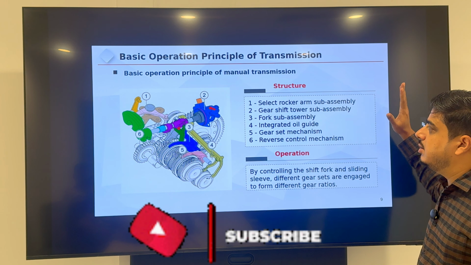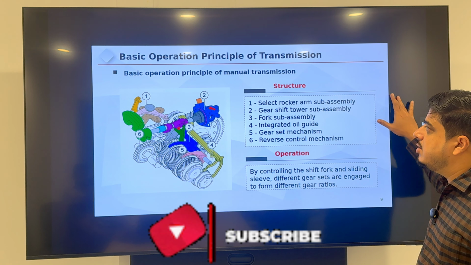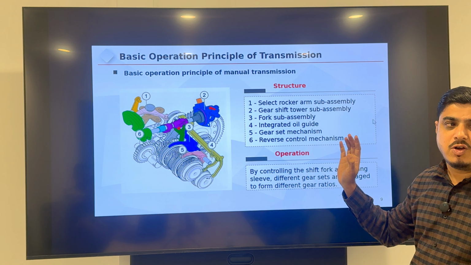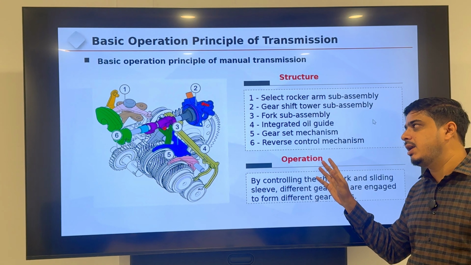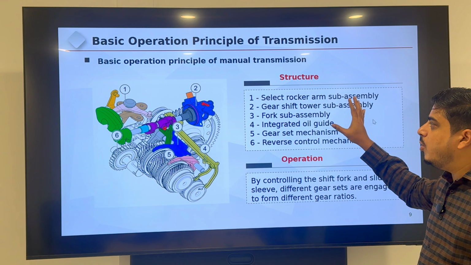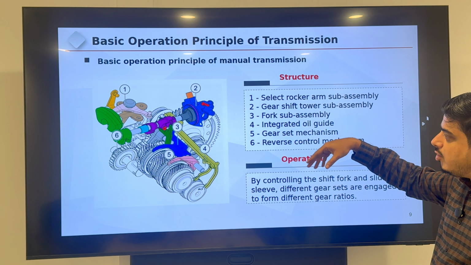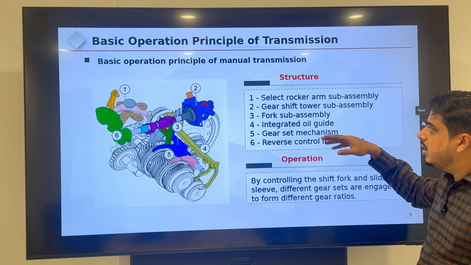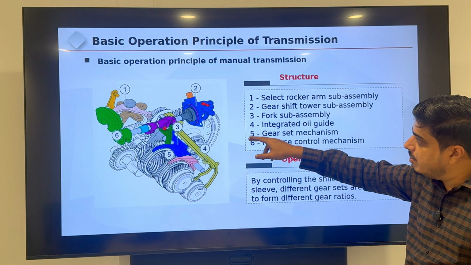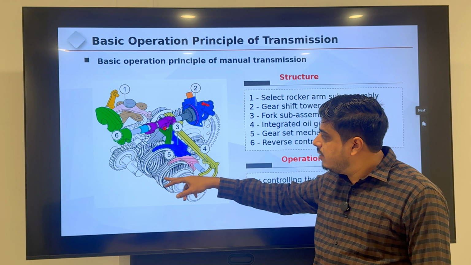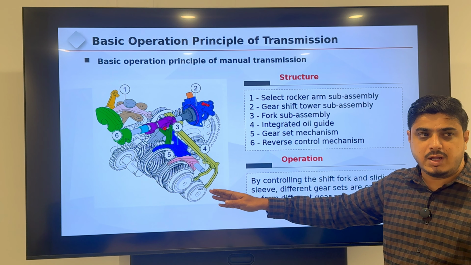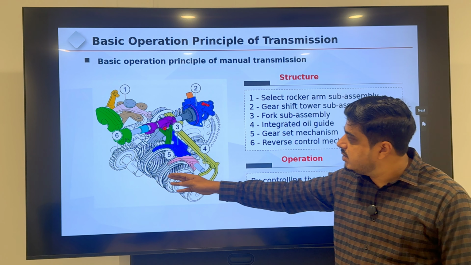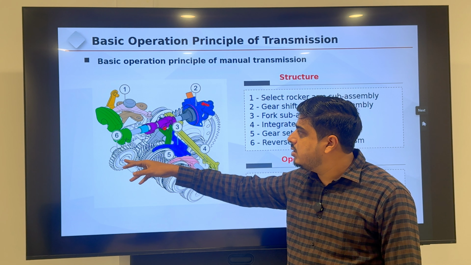First, we will learn about the manual transmission, basic operation principle, what are the main components, how it works inside, and how it operates. Okay, in the structure of manual transmission, which is built inside like this, the gears are involved, main shaft and counter shaft gears, and there is a separate gear for the reverse.